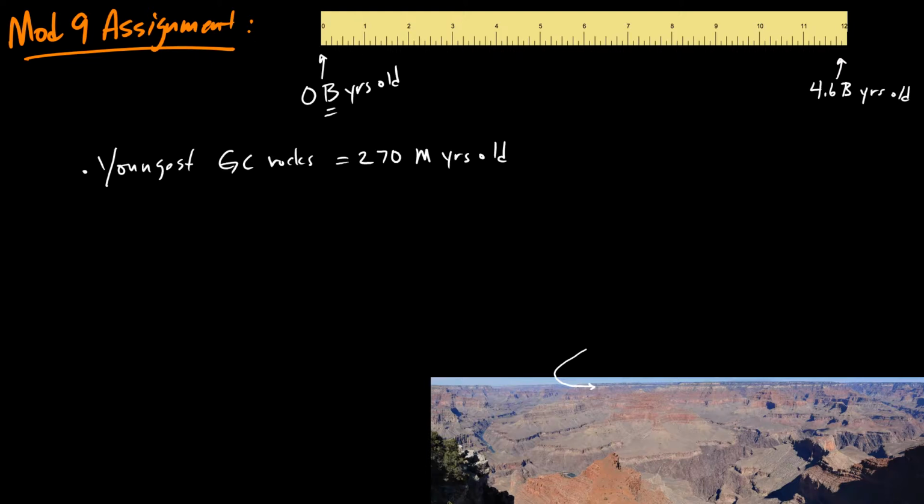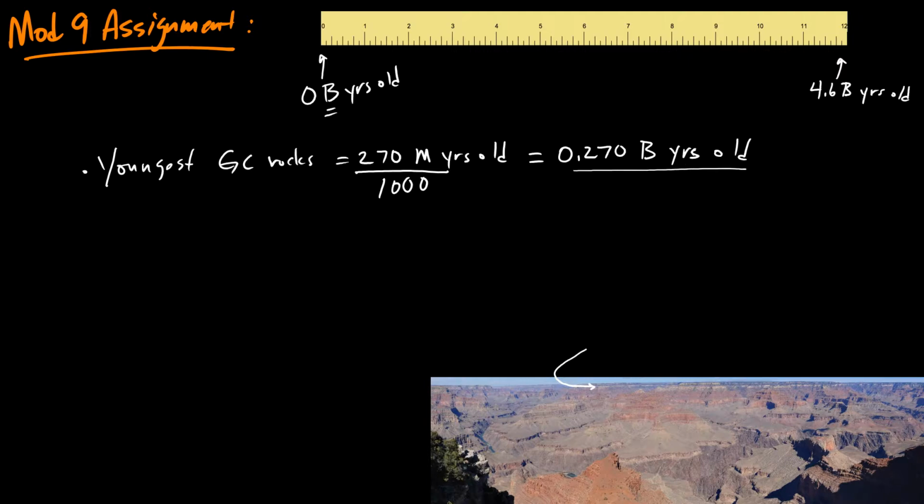For the rest of our calculations, we need everything in billions of years, and so to convert millions of years to billions, we take the number in millions of years, divide by 1,000. That gives us 0.270 billion years old. For the remainder of our calculations, we want to have the age or the timing of that event in terms of how many billions of years it occurred from the beginning. This is 0.27 billion years from present.